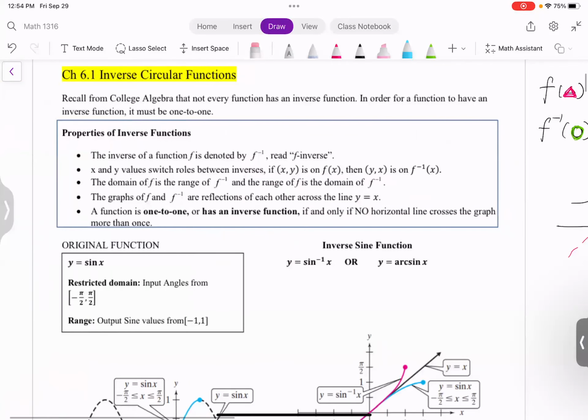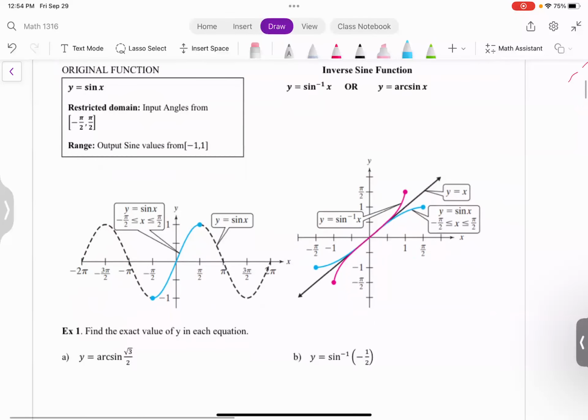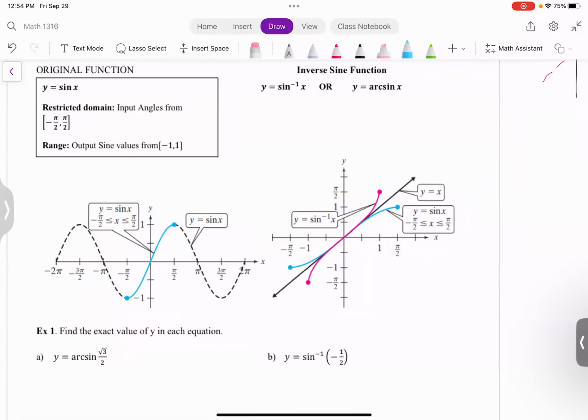Okay, let's see the function sine x. The graph of the sine function is here. Can you tell if this is a one-to-one function? No. A one-to-one function means if I draw a horizontal line, I have only one intercept, I cannot have a lot of intercepts. Assume this is a horizontal line.